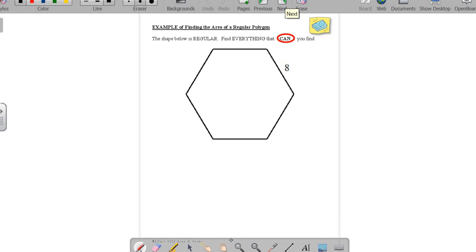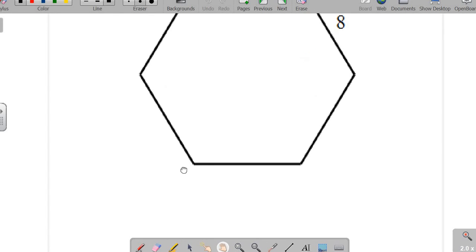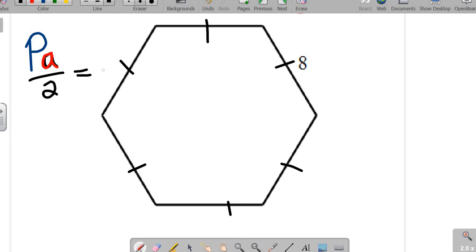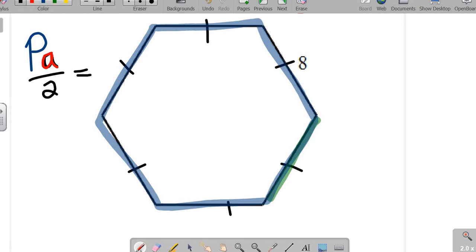And then here, well, how do you find the area of a shape like this? This is regular. It's going to be perimeter times apothem over 2. It's going to be this area. We have the perimeter. Excuse me. Can I keep my color straight? Because we can just do 8 times 6. What we're missing is the apothem. So we need that.